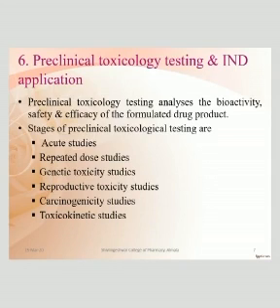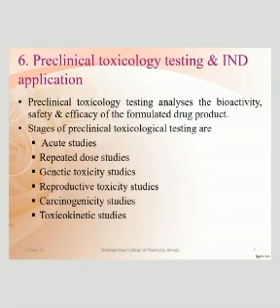These steps involve preclinical toxicological studies like acute toxicity studies, repeated dose studies, genetic toxicity studies, reproductive toxicity studies, carcinogenicity studies, and last one is the toxicokinetic studies. First of all, we will discuss the acute studies.